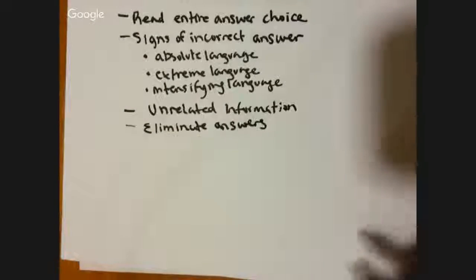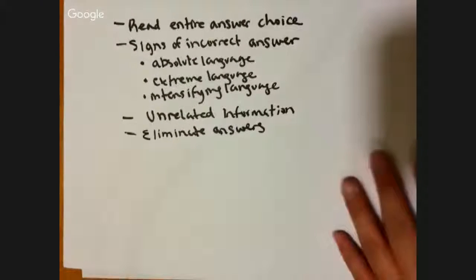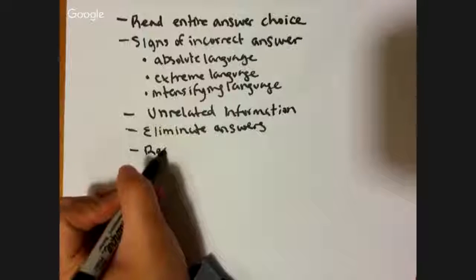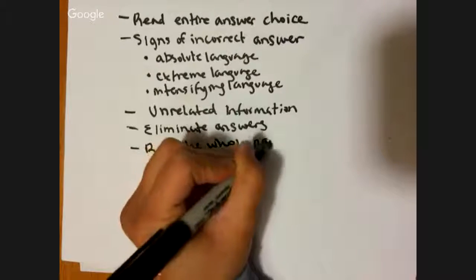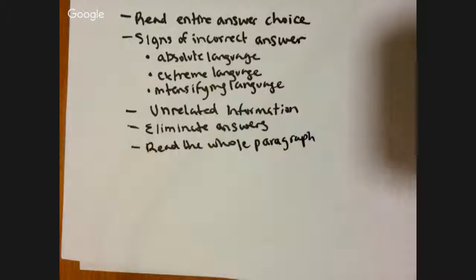And what you want to do also is eliminate answers. Just eliminate the answers that you know are incorrect. Cross them out and underline what makes the answer incorrect so you can show yourself that it is not the right answer. If the question mentions multiple lines, read the whole paragraph. This can give you the necessary context that will make it easier to choose the correct answer.